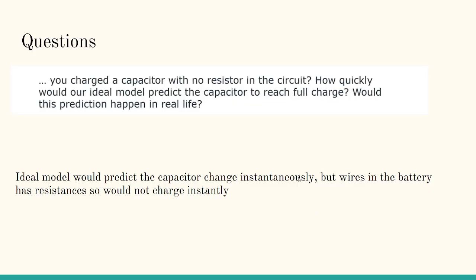Okay, so the question: if you charge the capacitor with no resistor in a circuit, how quickly would our ideal model predict the capacitor to reach fully charged? The ideal model would predict the capacitor to charge instantaneously because it's ideal, but the wires inside the batteries and every other outside thing would have resistance, so it would not charge instantly in the real world.